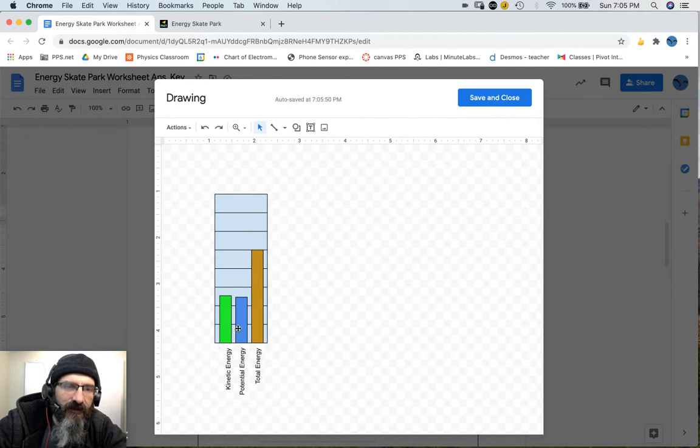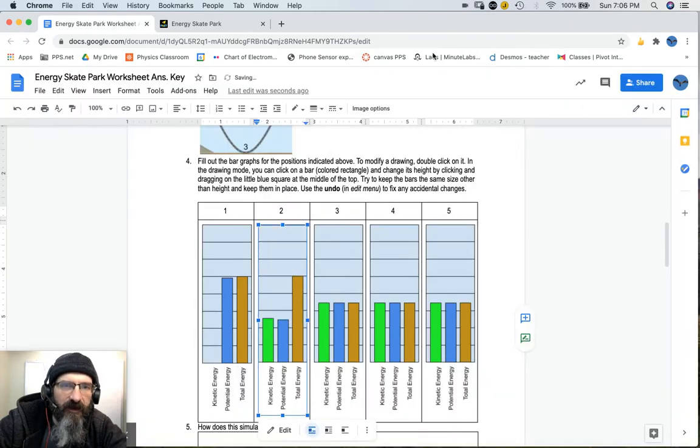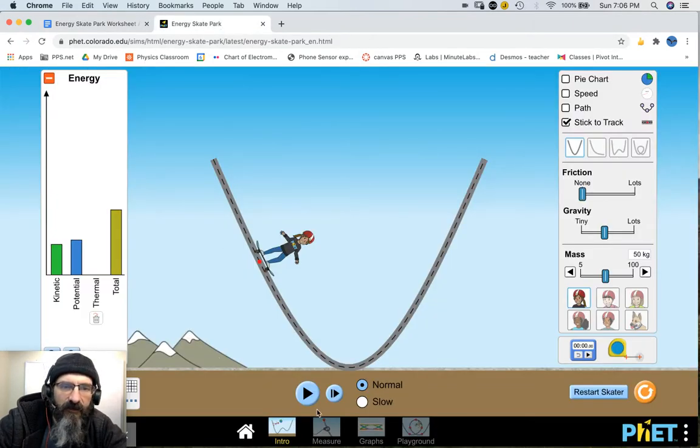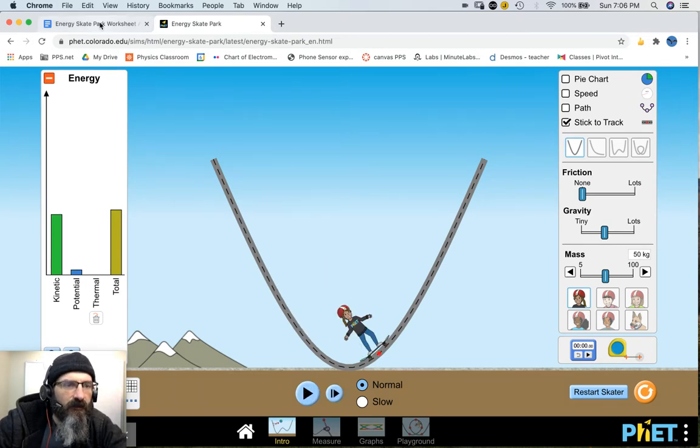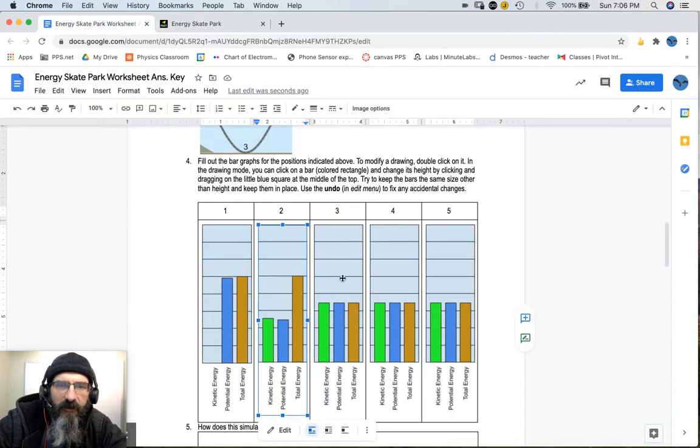Now if I stack those two, kinetic and potential, they do add up to the total energy. They're each about half of the total energy right there. All right, position 3, here we come. Okay, it's pretty much all kinetic, a tiny bit of potential.